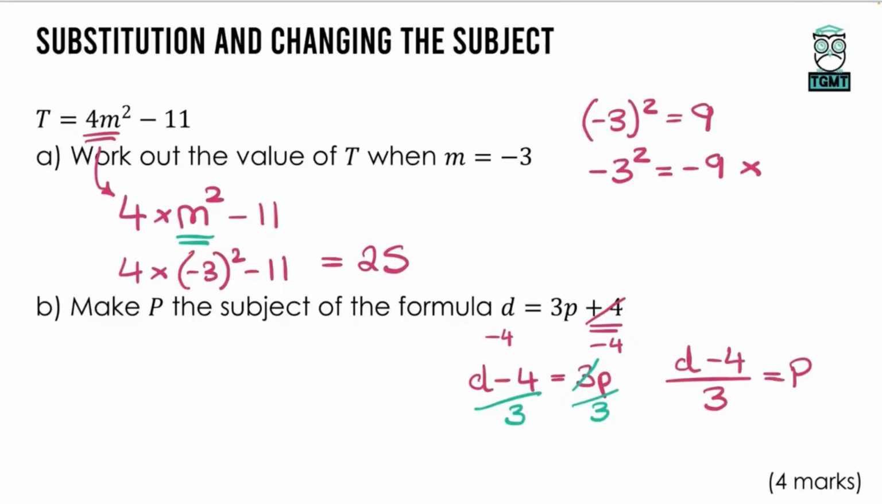P is now on its own. It doesn't matter whether the subject that you're looking for is on the left or the right of the equal sign. It's now on its own. Typically on a dotted line, it might say p equals, and then give you the dotted line. And then in that situation, we would just write d minus 4 over 3 and just swap those pieces over.